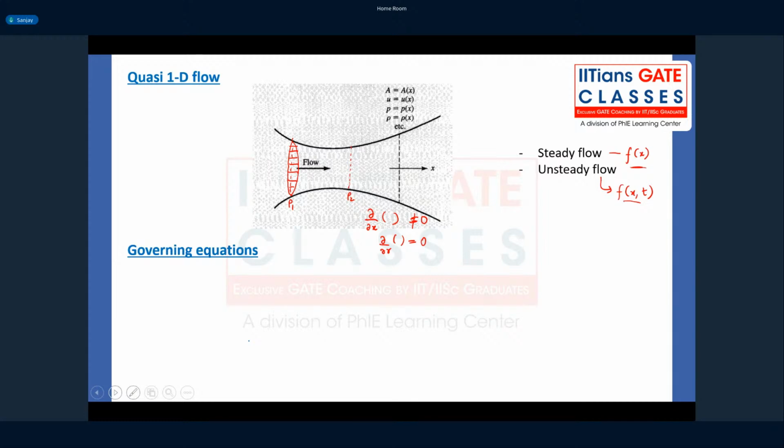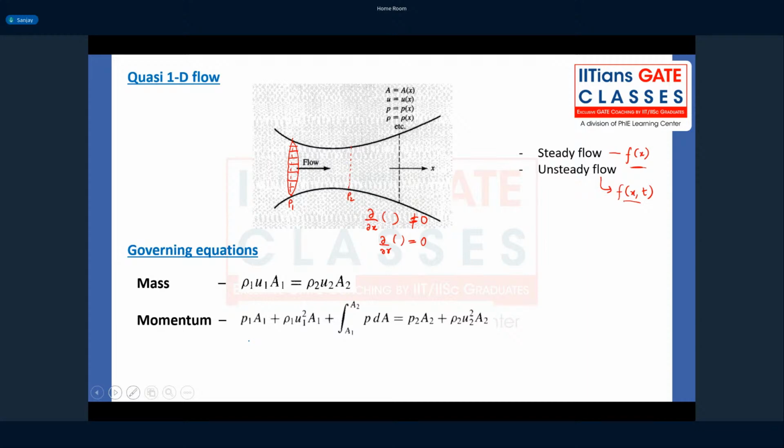Now what are the governing equations that govern this flow? We have three basic governing equations. We have mass conservation, which says that the mass flow rate is constant: rho u A. Sometimes we use u for velocity or v for velocity, but once we fix a notation, we use it throughout. We have momentum balance, a 1D momentum balance, where the pressure forces and the inertial forces are balanced.